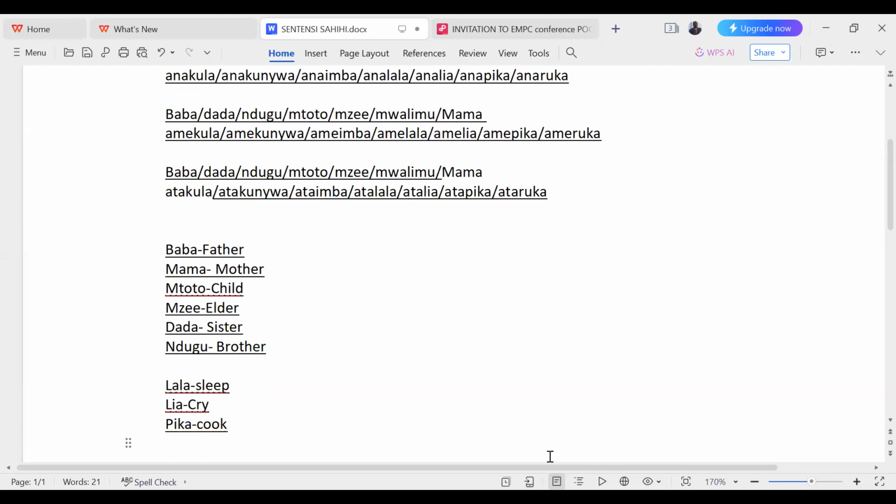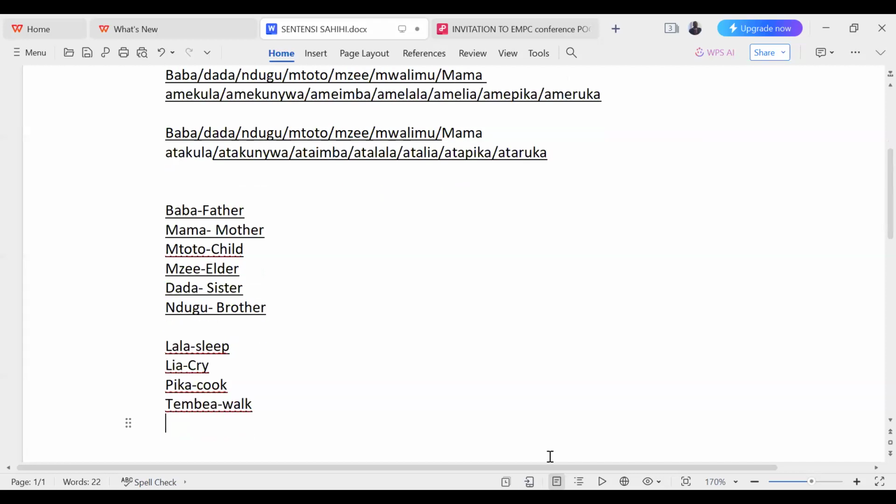Then there's one like tembea. I think it's coming for the first time. Tembea, which means walk. Then there's other words like keti. Remember last time we talked about keti, which means sit. Then there was one like simama. Simama, we tackled in our last class, which means stand. So we want to see how we can combine, starting from this basic, these nouns and these verbs to make a simple sentence.